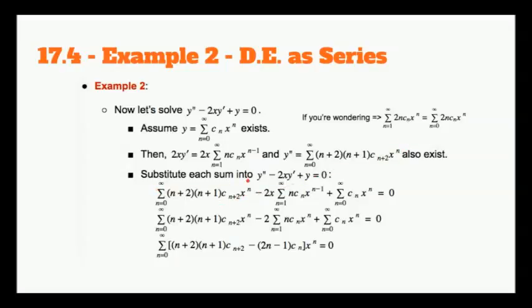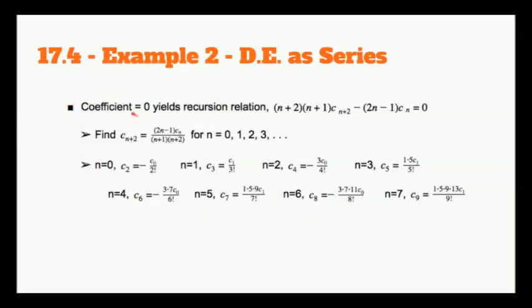Now we substitute each sum into y double prime minus 2xy prime plus y equal to 0. We got all these terms here, all these summations, and it's equal to 0. Now we simplify it, we get a summation of n plus 2 times n plus 1 times c n plus 2 minus 2n minus 1 times c n, and all of it multiplied with x to the nth power equal to 0.